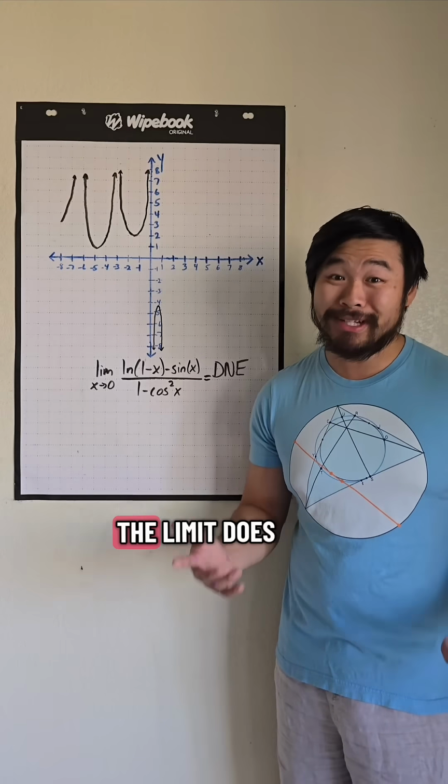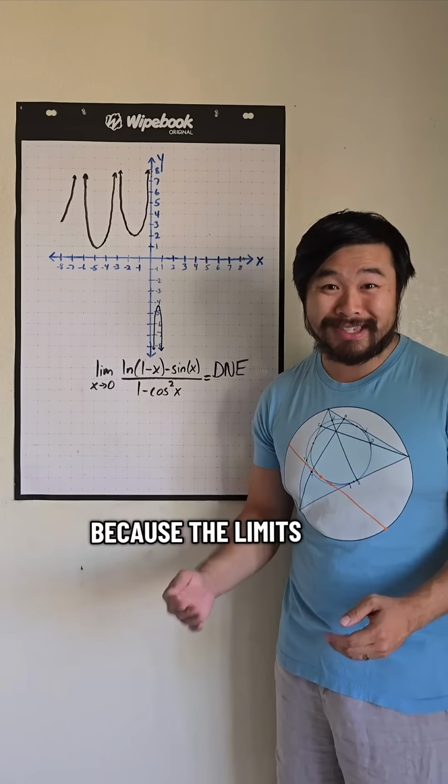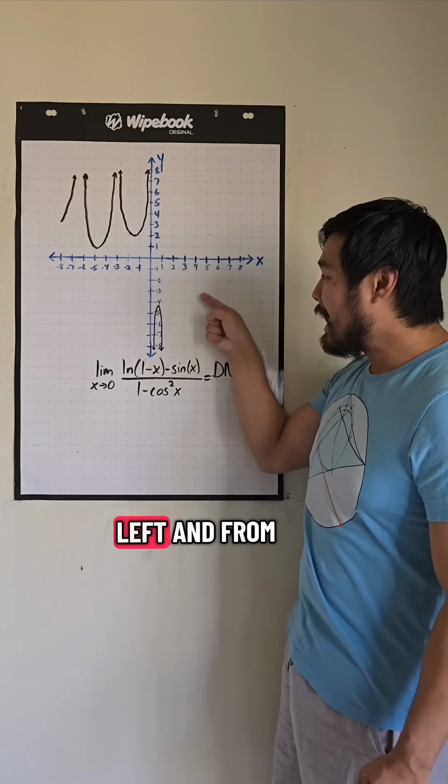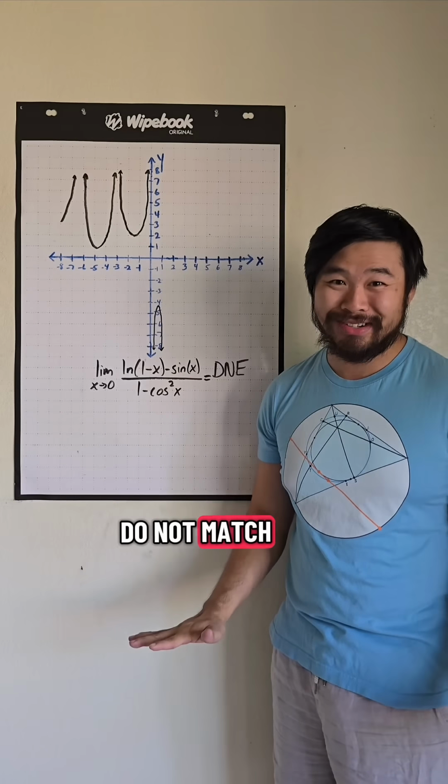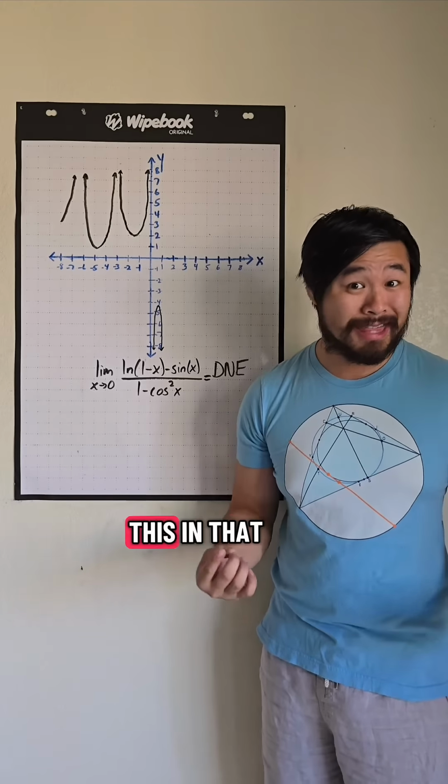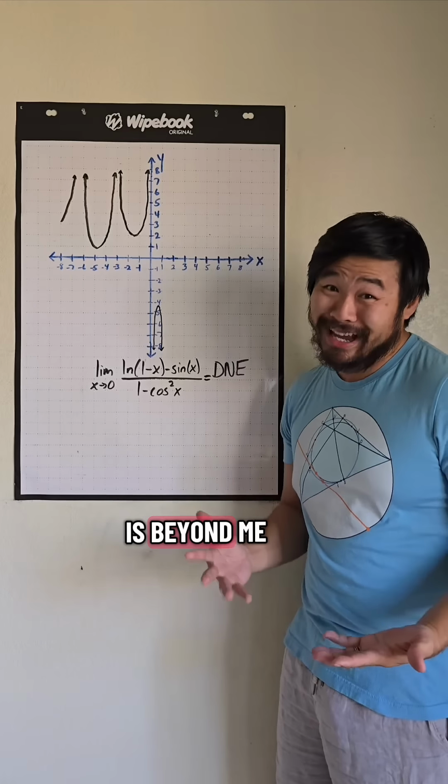Now, here was the problem given to Cady Heron at the end of the movie, and we can see graphically why the limit does not exist, because the limits as x approaches 0 from the left and from the right do not match. Now, how she was able to do this in that short amount of time is beyond me and my skills.